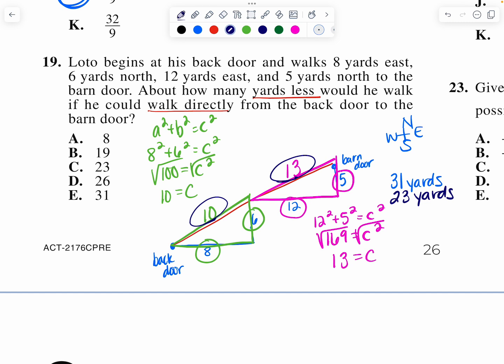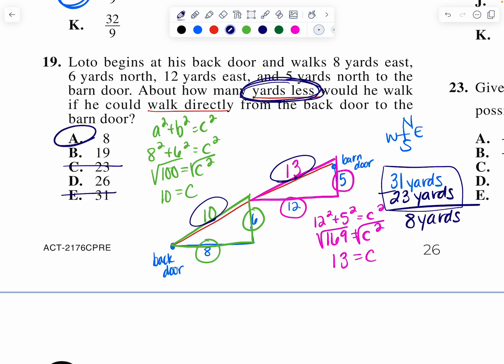So now the question is asking, how many yards less? Notice that the two numbers that we got were 31 yards and 23 yards. Notice those are both answers over here on the left, but we're going to mark those out because those are just the answer to the middle of the question, not the actual answer to the whole question. So about how many yards less would he walk? Less meaning we're going to have to subtract. So if I take 31 minus 23, that gives me 8 yards. So he's saving 8 yards by going a direct route. So then my answer is A.